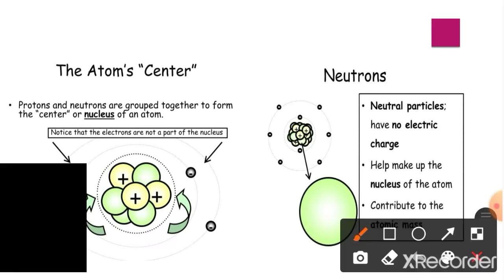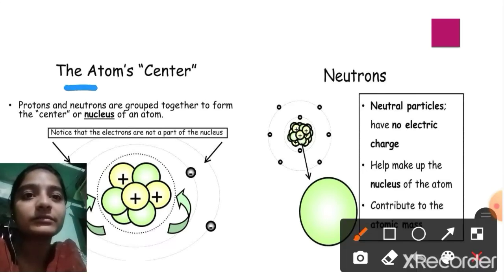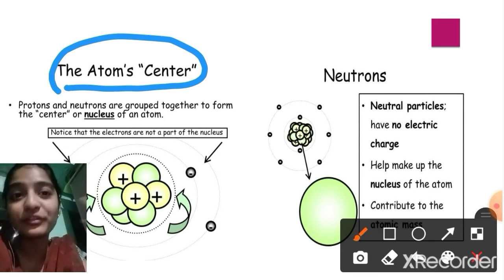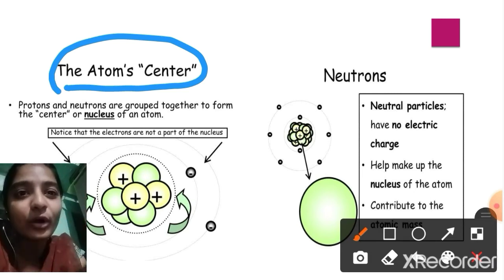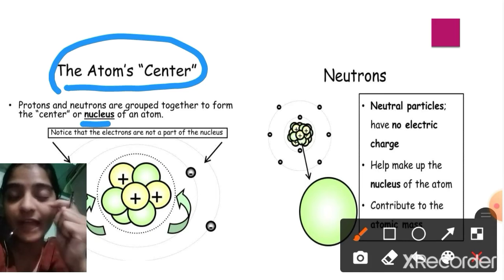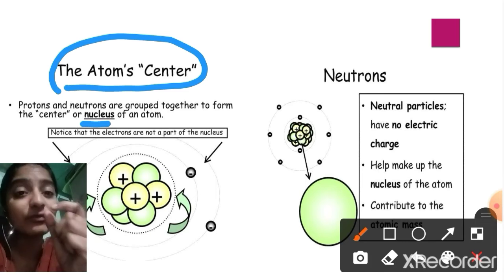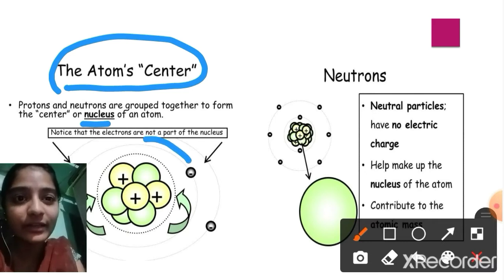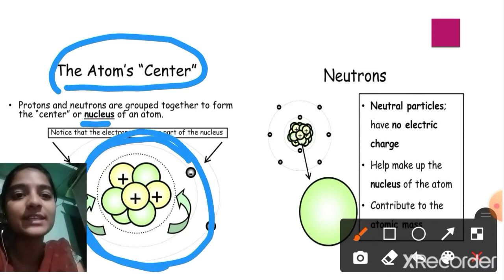Mainly coming to the structure of the atom. What is an atom? We know the atom, right? What is that atom made up of? The central part of the atom is the nucleus. Protons and neutrons are grouped together to form the center of the nucleus. Matter has atoms. The atom consists of what? The nucleus. In that nucleus we have protons and neutrons, and electrons revolve around the nucleus in an orbit.